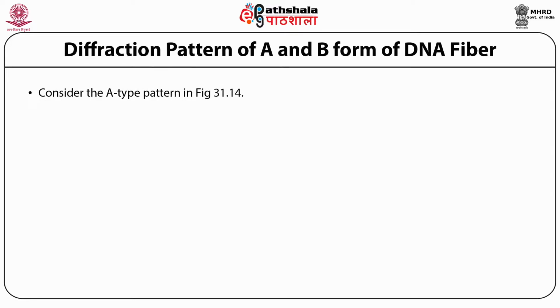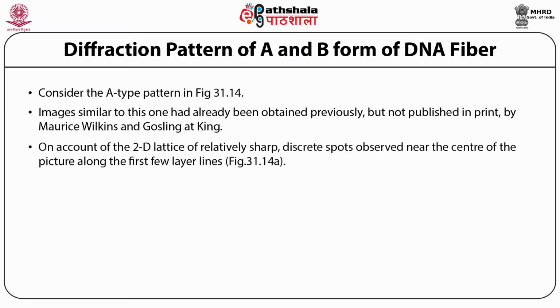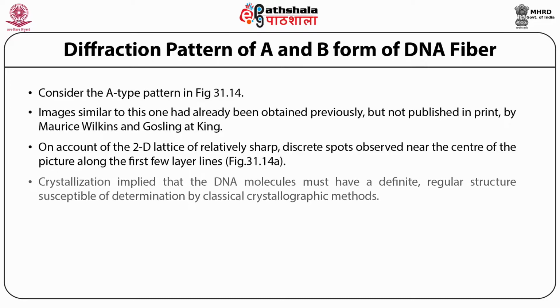Consider the A-type pattern found in figure 31.14. Images similar to this one had already been obtained previously but not published in print by Maurice Wilkins and Gosling at King's. On account of the 2D lattice of relatively sharp discrete spots observed near the center of the picture along the first few layer lines, you can refer to figure 31.14a. Crystallization implied that the DNA molecules must have a definite regular structure susceptible of determination by classical crystallographic methods.